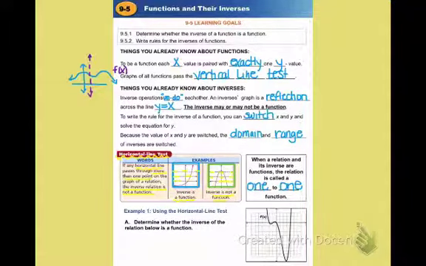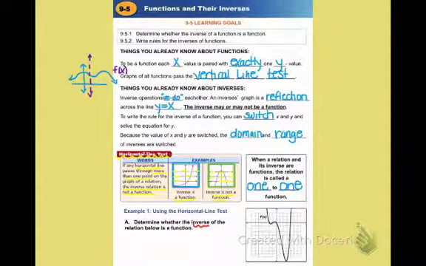So let's take a look at an example of using the horizontal line test. It says determine whether the inverse of the relation below is a function. Well, the original graph itself, I can tell is a function. This graph passes the vertical line test. But I want to know about the inverse of this. So I don't have a rule for this, so I can't write the equation or the rule for the inverse by switching x and y.